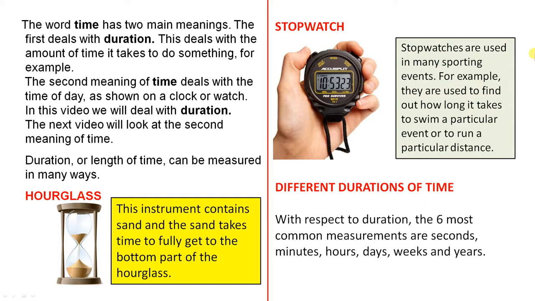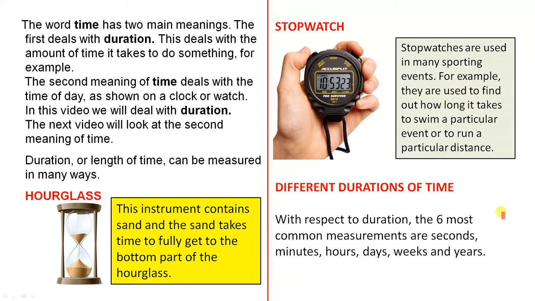Duration, or length of time, can be measured in many ways. The first instrument we can use is an hourglass. This instrument contains sand, and the sand takes time to fully get to the bottom of the hourglass. Sometimes it might take 1 minute or 3 minutes, depending on the sand in the hourglass. Stopwatches. Stopwatches are used in many sporting events. For example, they are used to find out how long it takes to swim a particular event or to run a particular distance.